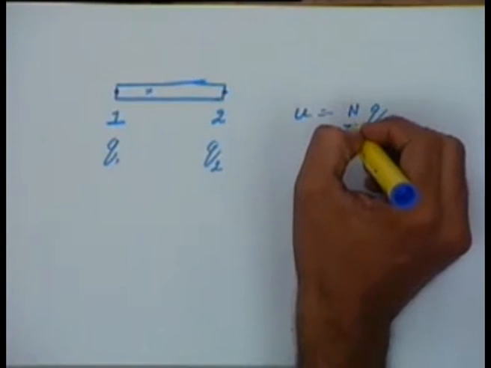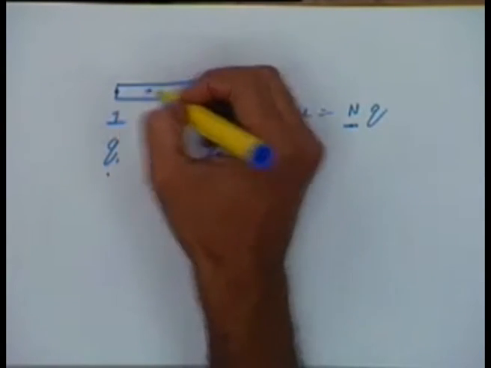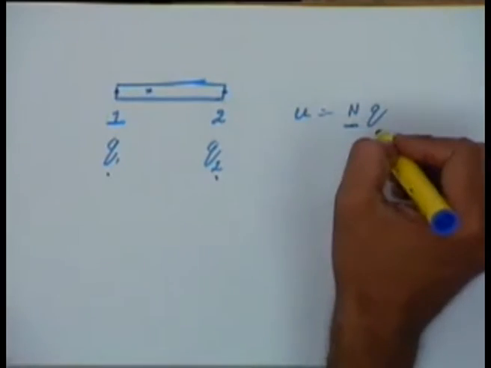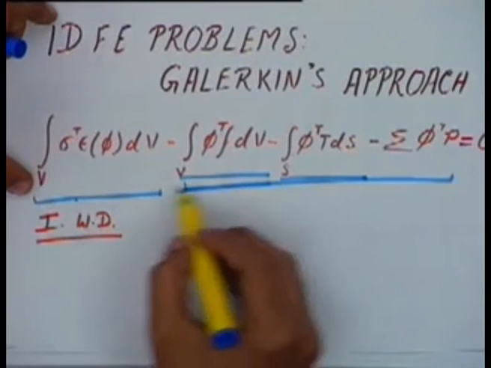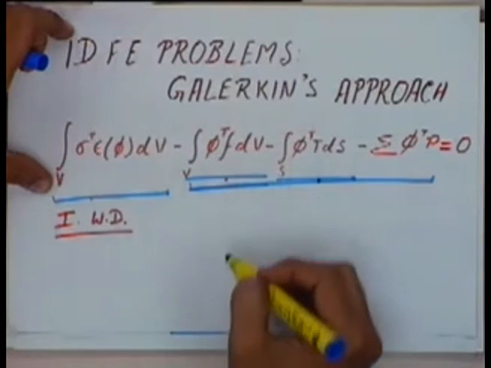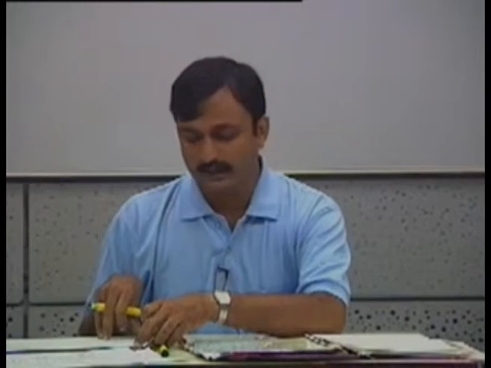Those shape functions are basically deciding the contribution of q1 and q2 at this point. Then we are using this formulation to simplify this expression as well as this expression, and we finally simplify these expressions to simple matrix products. Those matrix products are again in terms of q's.